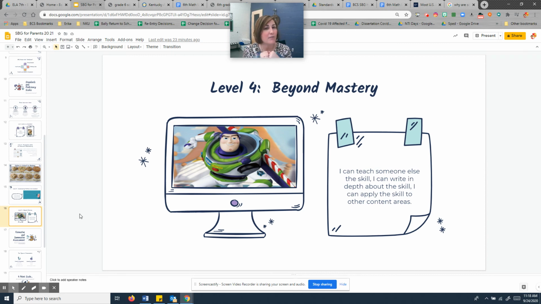Now, if I want to get to level four, I've got to take that information and it's got to impact something else. So it's not just my information anymore. Now I'm either teaching someone else how to make cookies, or I'm creating cookies and I'm entering them in a baking contest and they're winning something, or I'm writing an article in the school newspaper about how to bake cookies to teach other people how to bake cookies. So I'm taking all of my mastery information and I'm taking it to the next level, and that's a level four, and that's what we'll be working on this year.